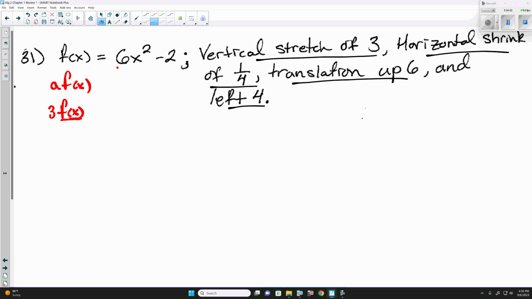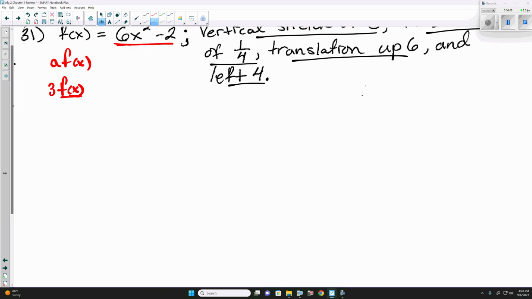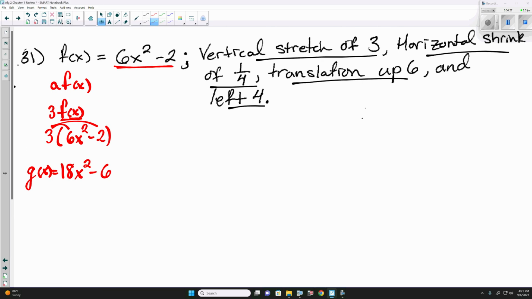Well, I still have f of x, which means I'm just going to replace it with its function. So I have 3 times 6x squared minus 2. Now before we can move on, I do need to distribute the 3. 3 times 6 is going to be 18 x squared. 3 times negative 2 is negative 6. And we can call this g of x. So we did our first translation, vertical stretch of 3.